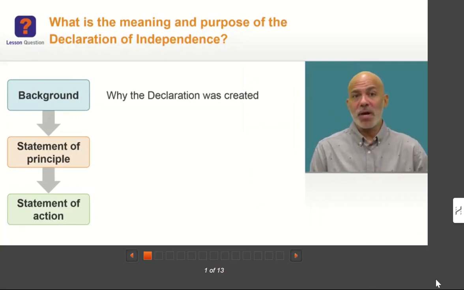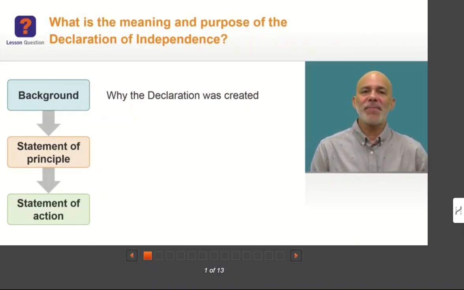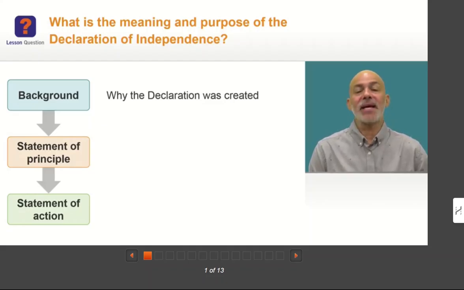We just reviewed the writing of John Locke, an English philosopher who contributed to the Enlightenment. His words helped shape the ideas that we find in the Declaration of Independence. Now, let's explore some of the events that led to the creation of the document. This will help us answer the lesson question: what is the meaning and purpose of the Declaration of Independence?